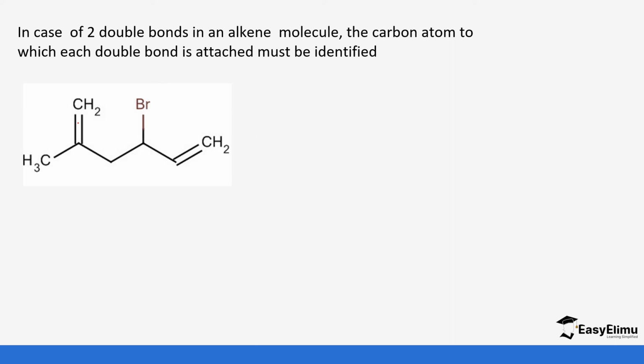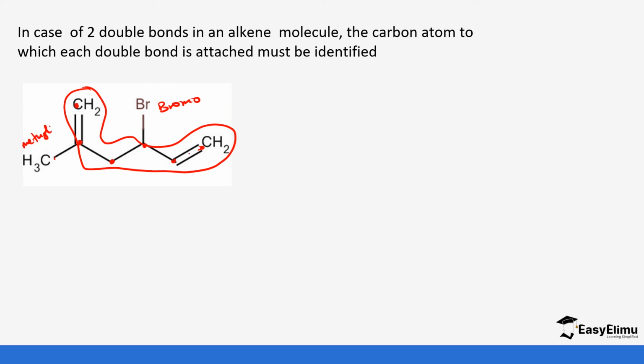So remember the double bonds need to be in the longest chain. So our longest chain will start from here. This carbon number 2, number 3, number 4, number 5, number 6. We didn't start from here because the double bond needs to be in the longest chain. So this is going to be our longest chain. So anything outside is a branch. So we have a bromo and we have a methyl.